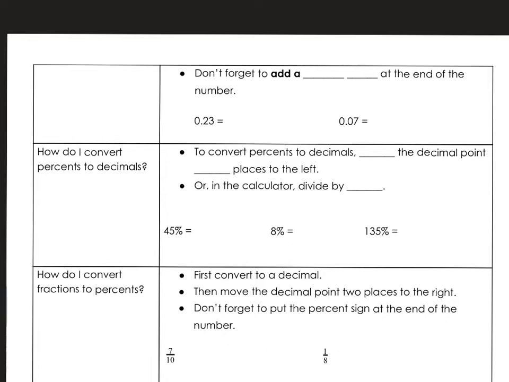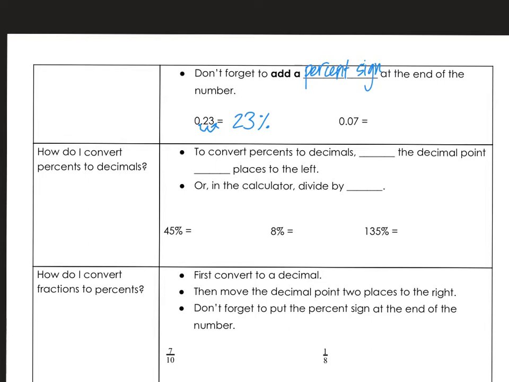Don't forget to add that percent sign once you convert it to a percent, because we won't know that it's a percent unless you have that sign. Okay, so for the first one, I'm going to just do it without the calculator. So we're going to move the decimal point 2 spaces to the right. And when we do that, we get 23 and then add that percent sign. So 23%. With this one, I want you to use the calculator. You don't have to, but just so that we can see both versions.